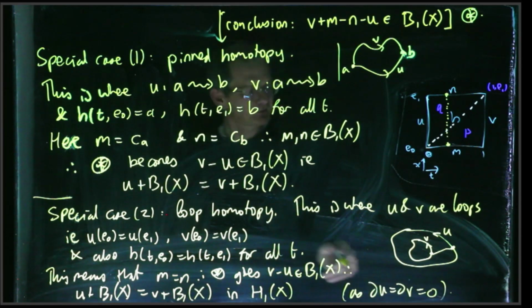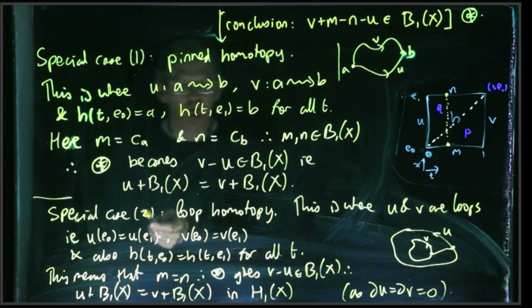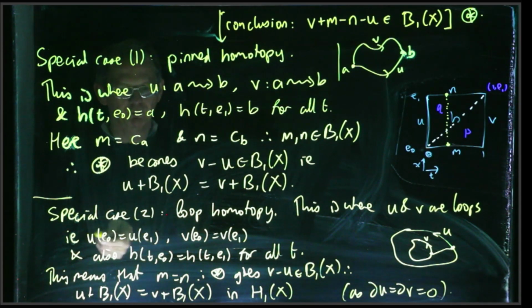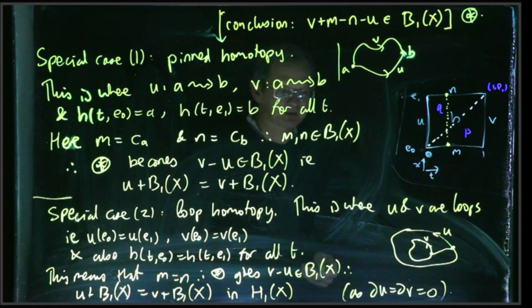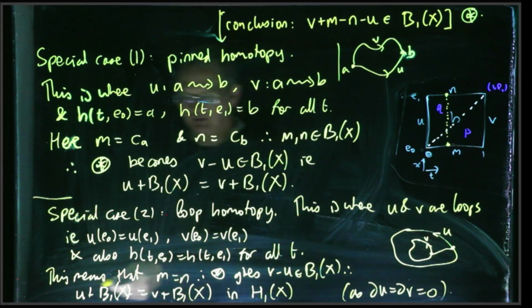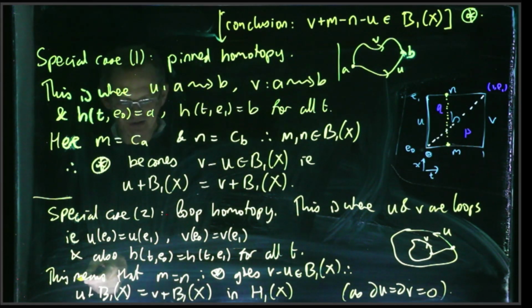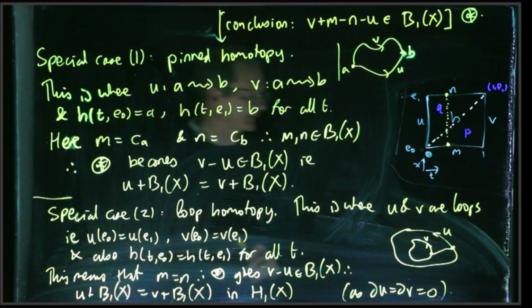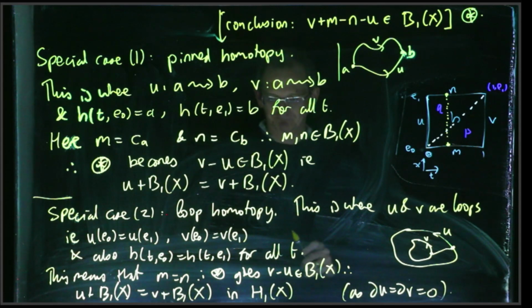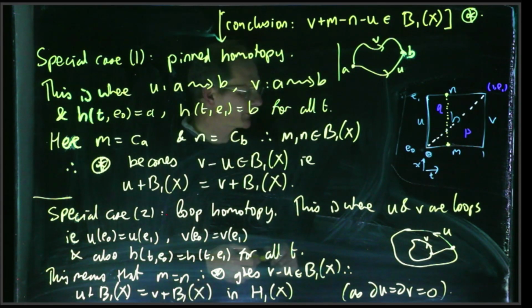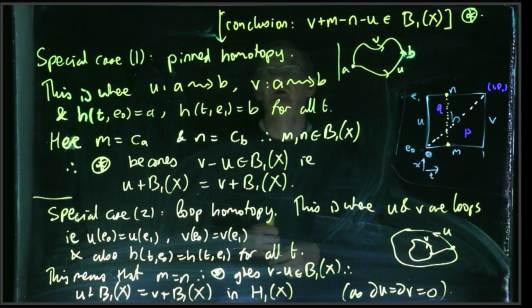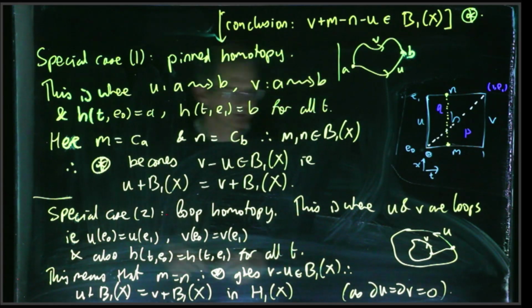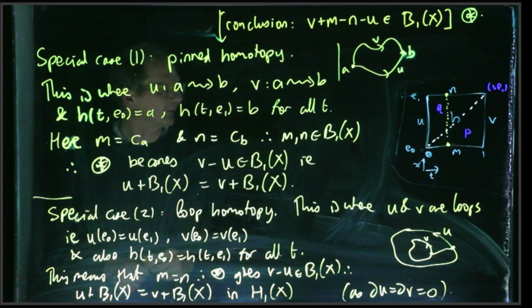Okay. So notice here in this case, because U and V are loops, U of e0 equals U of e1, that means that the boundary of U is 0, and the boundary of V is 0. So U and V both lie in Z1X, and so these are genuine homology classes. They lie in Z1X mod B1X. So we can say that U and V are the same in homology. So those are the key points about the interaction between homology and loop path homotopy.